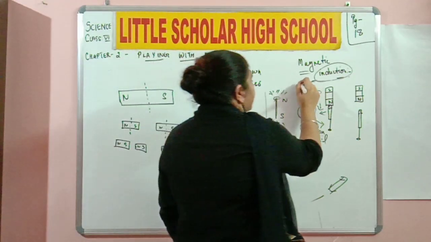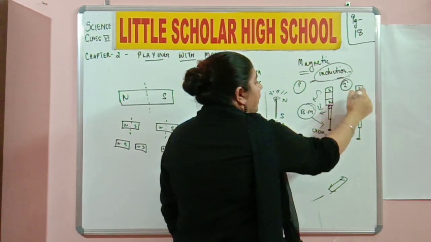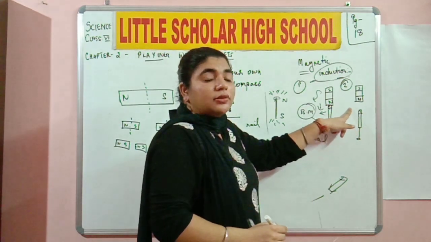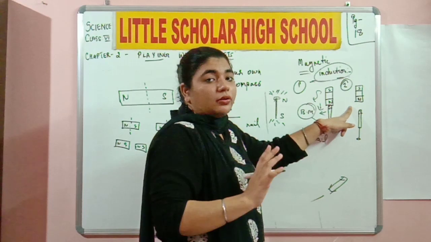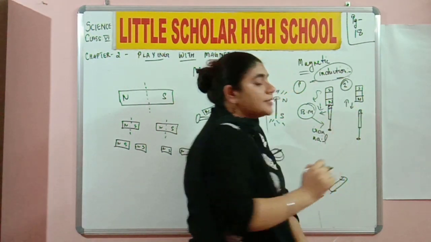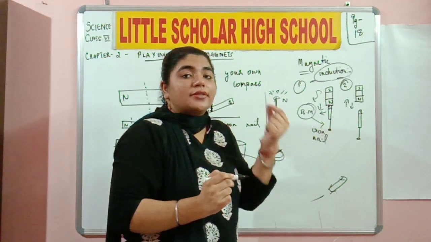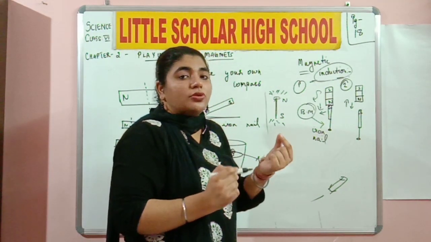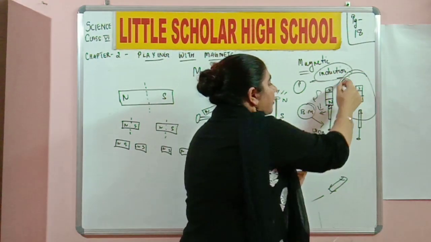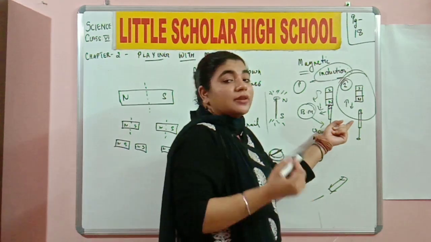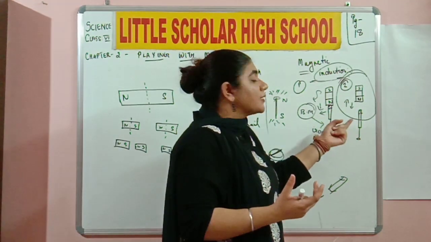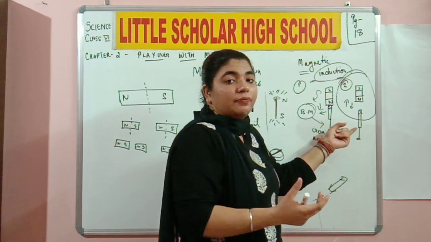Okay, this was the first case. What is the second case? I take the same bar magnet and I place the safety pin a little closer, but not in contact, just a small distance. Can you see the distance over here? It is very less. If I place the safety pin a little closer to the bar magnet, because of the magnetic field of the bar magnet, the safety pin is going to acquire certain properties of the bar magnet, and it starts behaving like a magnet again.